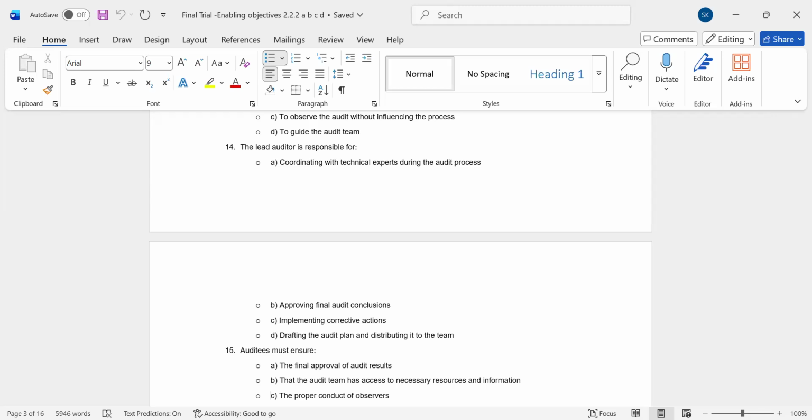Or D, sir, drafting the audit plan. No, sir. Let's focus on it. The lead auditor is responsible for coordinating with the team. Okay, Srikanth, what is your answer?